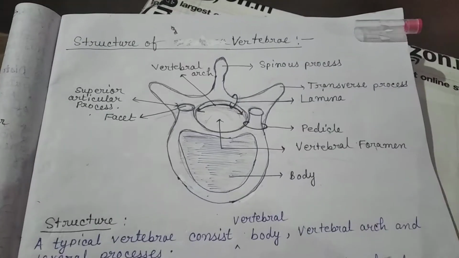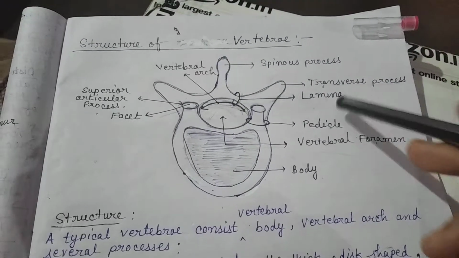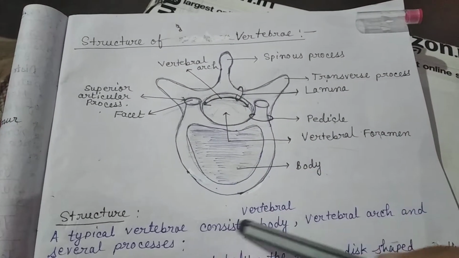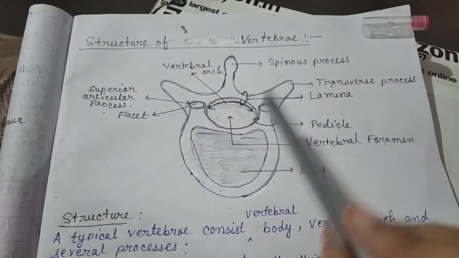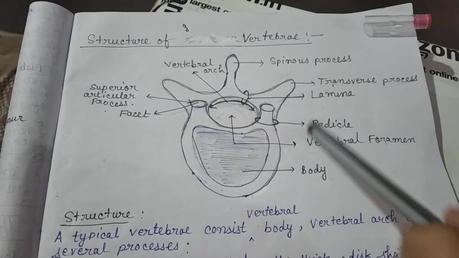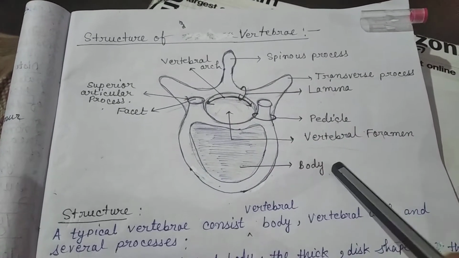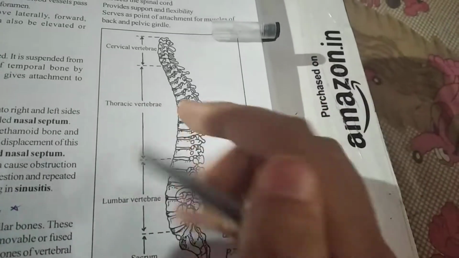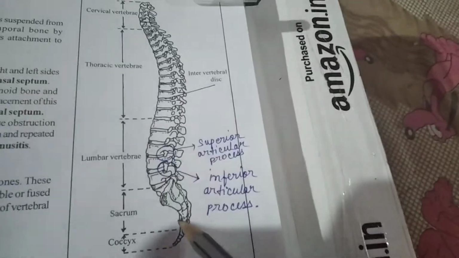Today we are going to show the structure of vertebra. I am showing the structure of only one vertebra. There are so many vertebrae in the spinal cord. If this is a spinal cord, there are so many vertebrae from the first to last.